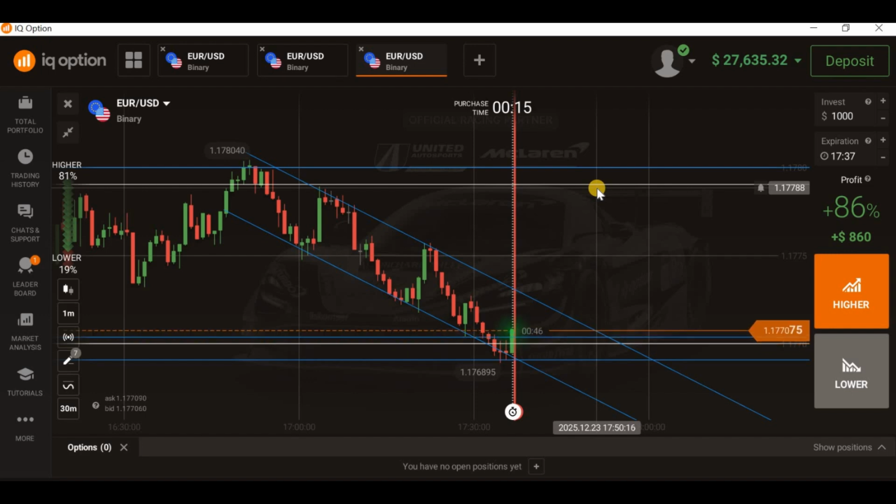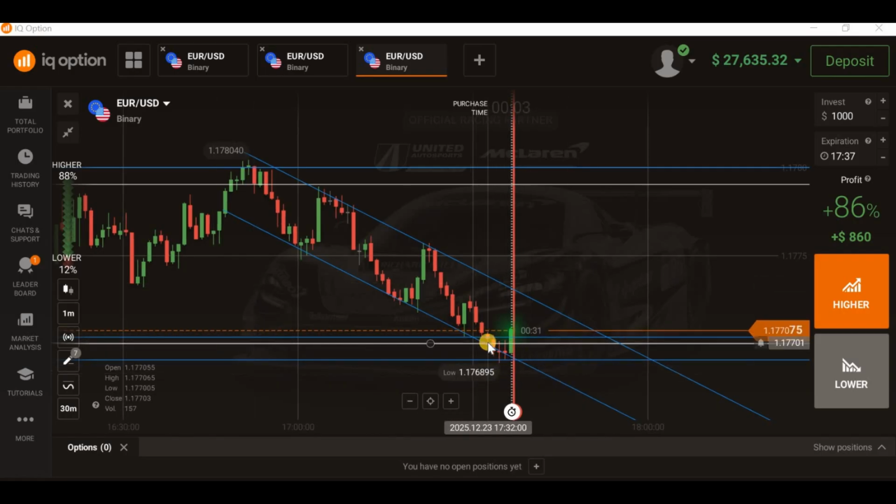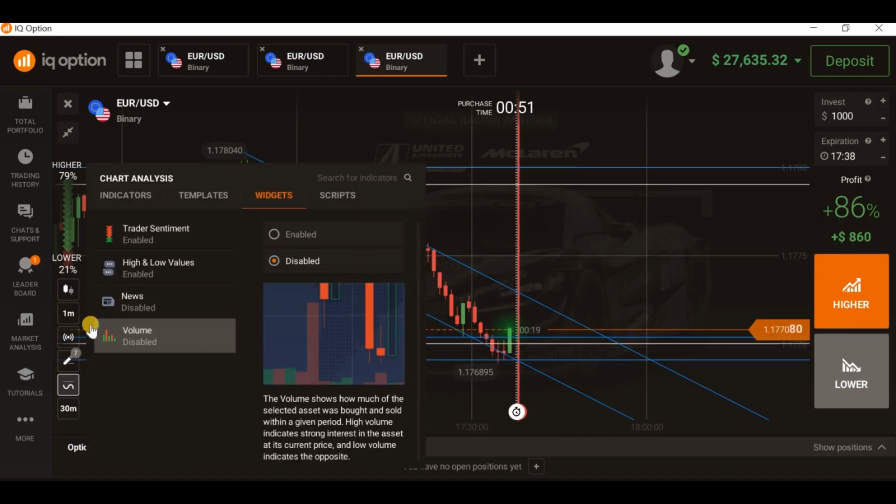But first, for me to go on with this failure trading strategy, I need the price to leave this zone, because buyers can come in at any time. Now you can see buyers are here. Now, there is also some other confluence we can add to make sure our trade goes on well. So let me try and add the volume indicator.